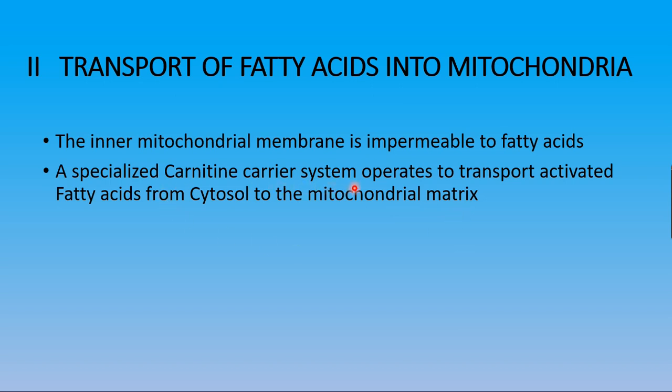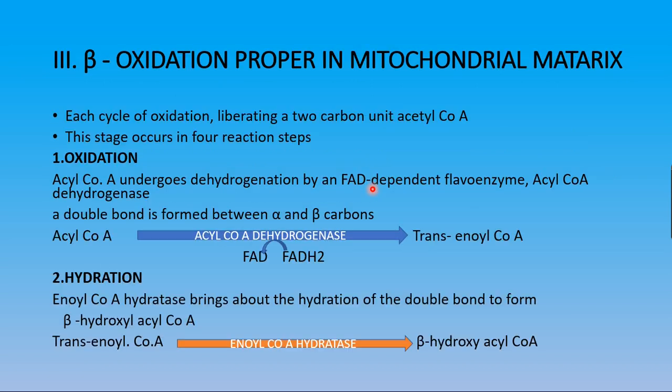And that carrier system is called the carnitine carrier system. And then coming to the third stage, that is beta oxidation proper, the beta oxidation process that is occurring in the mitochondrial matrix. And this is going to occur in four stages or four steps. What are those four?